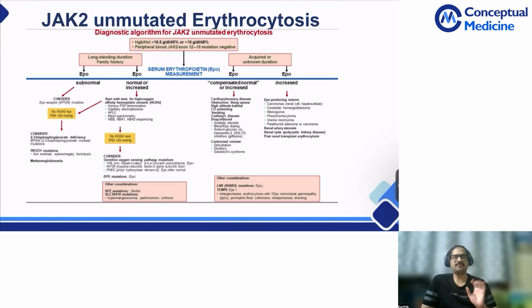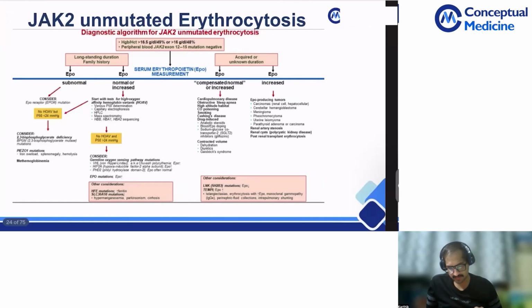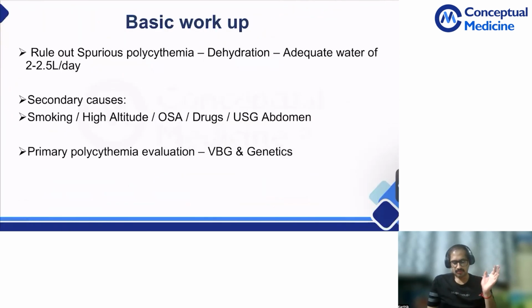The simple classification of the diagnostic approach to JAK2 negative secondary erythrocytosis. So, basic workup: rule out pseudo polycythemia because of dehydration. Then look for secondary causes, smoking, high altitude. This is a very important cause, especially in India, because of obesity, obstructive sleep apnea, and drugs, especially steroids and dapagliflozin, because SGLT2 inhibitors cause a lot of dehydration and spurious polycythemia. So OSA and drugs are common causes of secondary polycythemias.